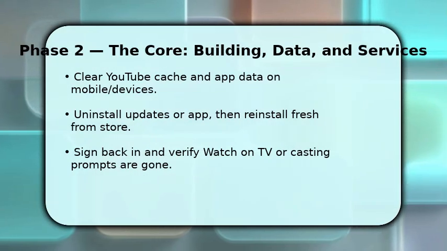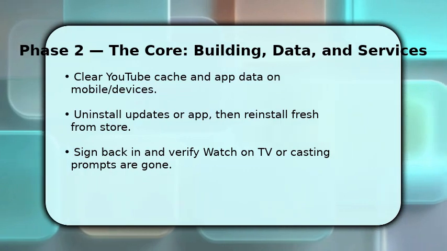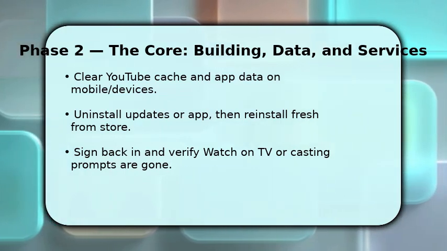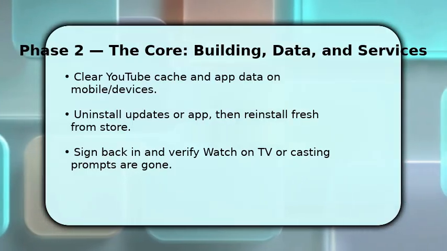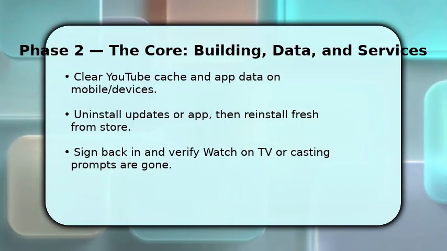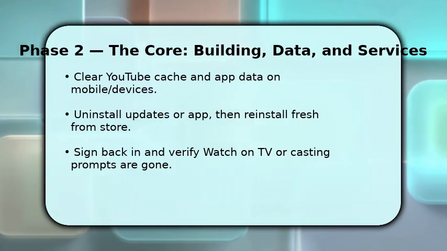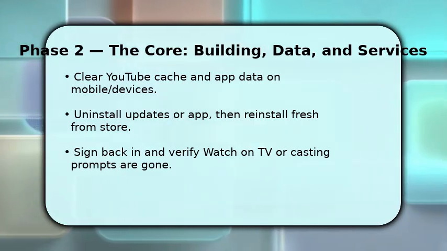Next, clear the app state so YouTube forgets previous device links and suggestions. On your phone or smart device, clear cache and app data, then uninstall updates. On some devices, remove the app and reinstall. This wipes local preferences that trigger watch on TV.